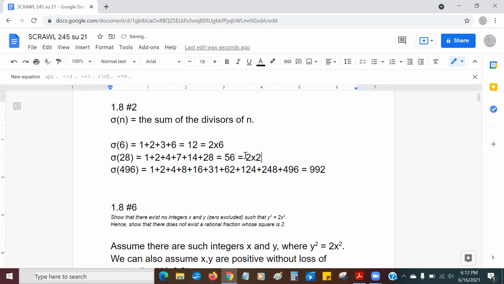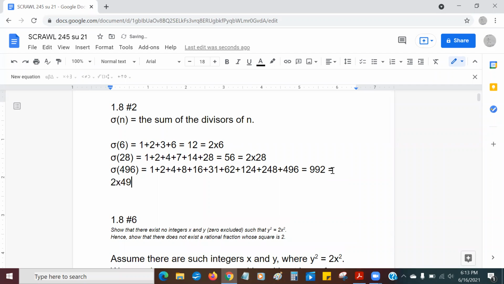2 times 28. And sigma of 496 being the sum of the divisors of 496. Well, the divisors of 496, now 496, by the way, is 16 times 31. That helps a lot. So the divisors are 1, 2, 4, 8, 16, 31, 62, 124, 248, and 496. If you add all these guys up, you get 992. And guess what? 992 is equal to 2 times 496. And that's what I said.